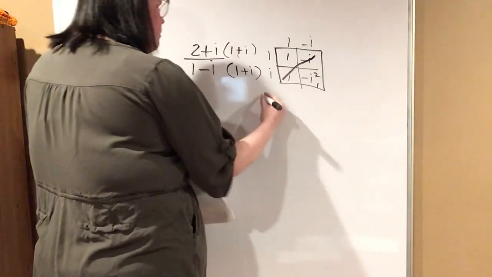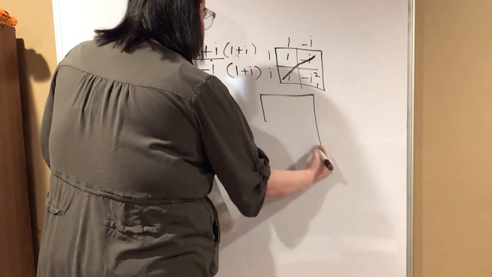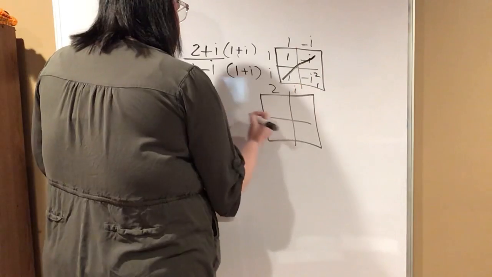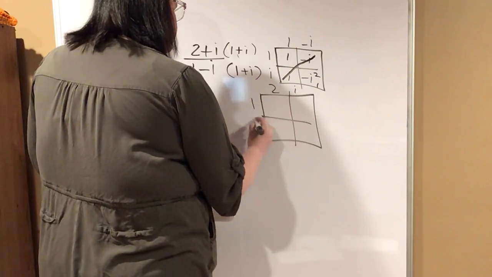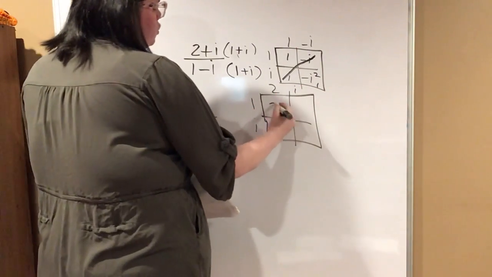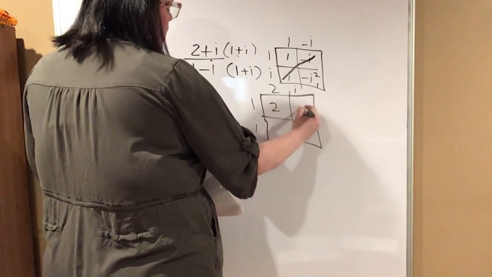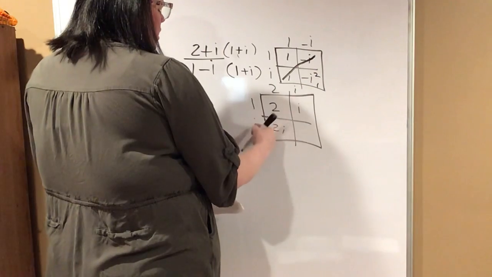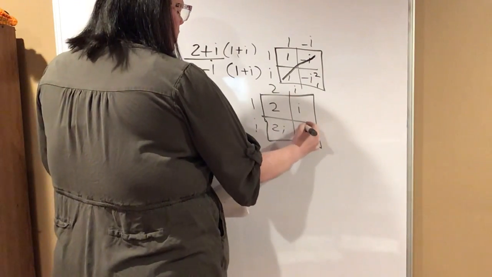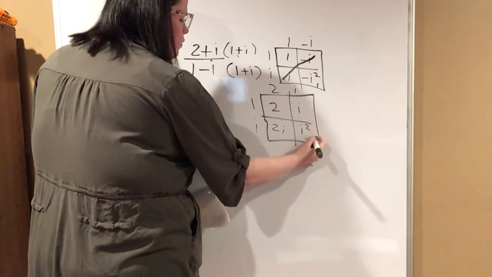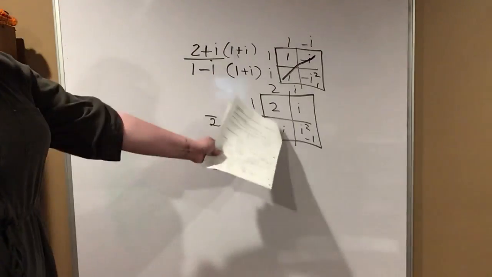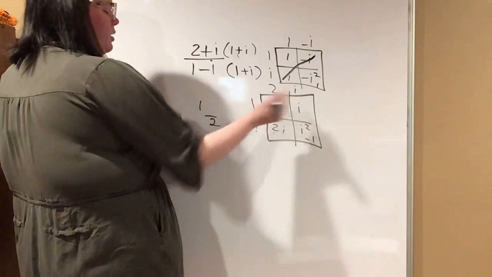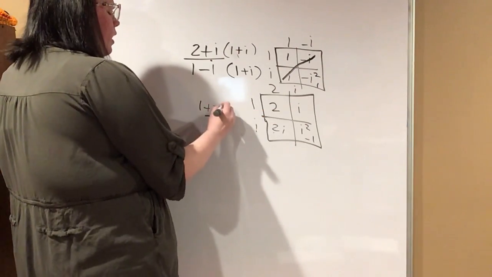So now let's do our second one, where we have 2 plus i and 1 plus i. So 2 times 1 is 2. 1 times i is i. i times 2 is 2i. And i times i is i squared. i squared we know is negative 1. So 2 minus 1 is 1. And then 2i plus i is 3i.